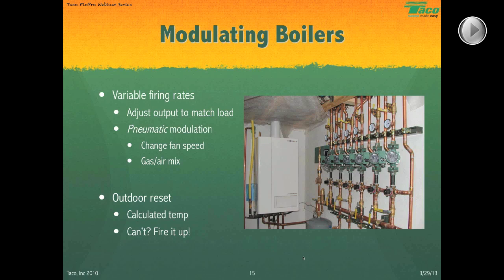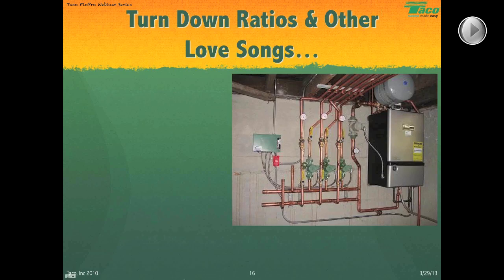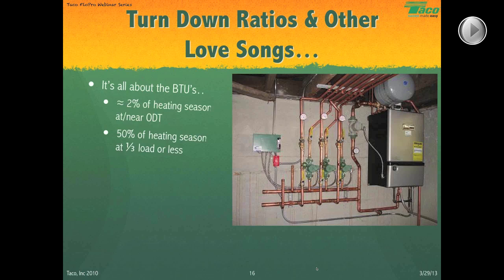Boilers will work on something called turn-down ratios and other love songs, to give Derek and the Dominoes their 2 cents worth. Turn-down ratios are employed to help that boiler figure out what size it needs to be. It is all about the BTUs here. Make sure you write this one down, gang. This is an important thing to remember when you're sizing the boiler, an important thing when you're discussing outdoor reset with a customer. Approximately 2% of the heating season is spent at or near your outdoor design conditions. No matter where you're at, it's roughly 2%.